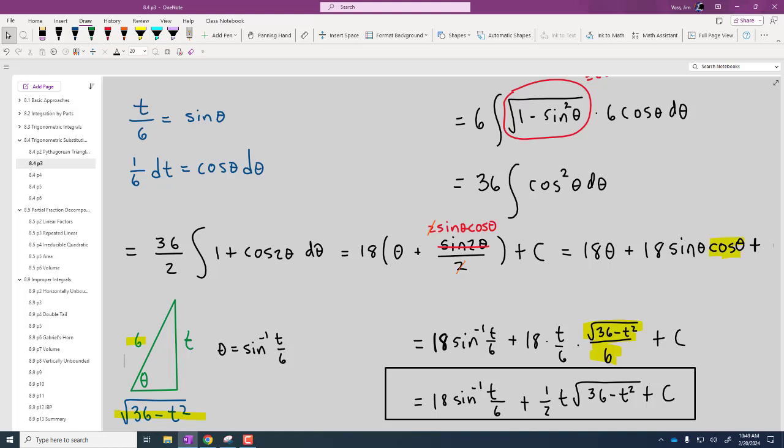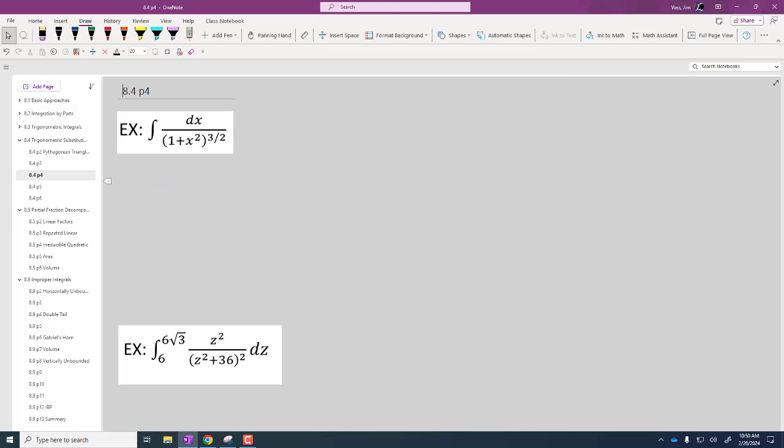Because our original substitution is with just theta, not 2 theta. So anytime we see a 2 theta, we need to break it apart into single thetas. And you don't always need to go all the way to sine and cosine. You can also use tangents and secants and all that, as long as it's a single theta. It doesn't matter. All right, let's try one other than sine.